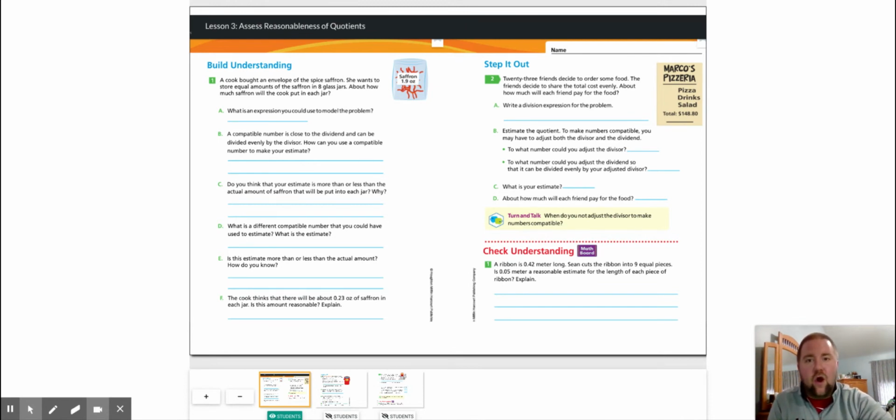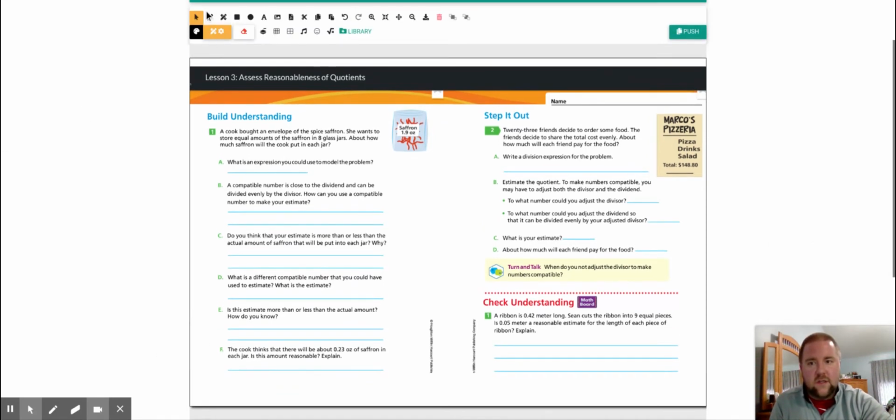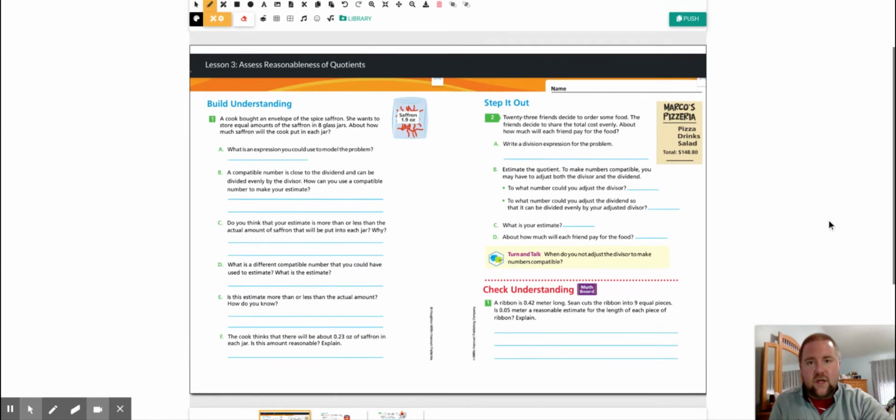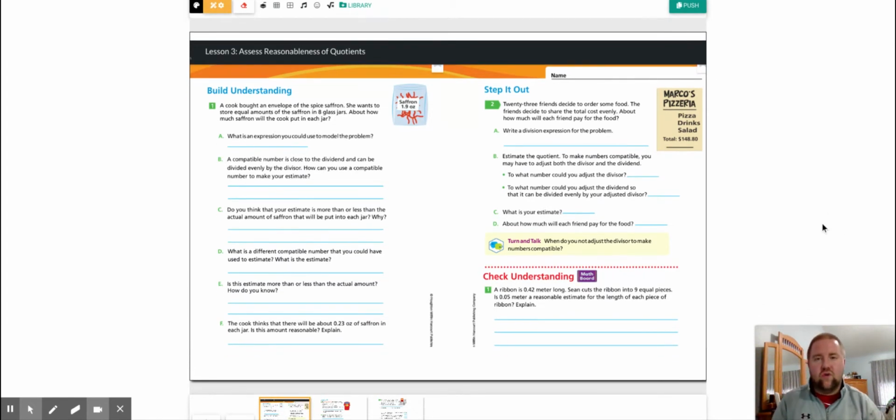Today we're going to be working on lesson 3 from module 17, which was assessing reasonableness of quotients. So when we talk about reasonableness, we're going to be talking about estimating. This section likes to talk about what we call compatible numbers, friendly numbers, numbers that are easy for us to work with. That's what's going to be our focus for today. When I look at these examples, I want you to remember we're not going to do normal traditional rounding per se, but we're going to just look for numbers that are close to what we're dealing with to make this as easy as possible.